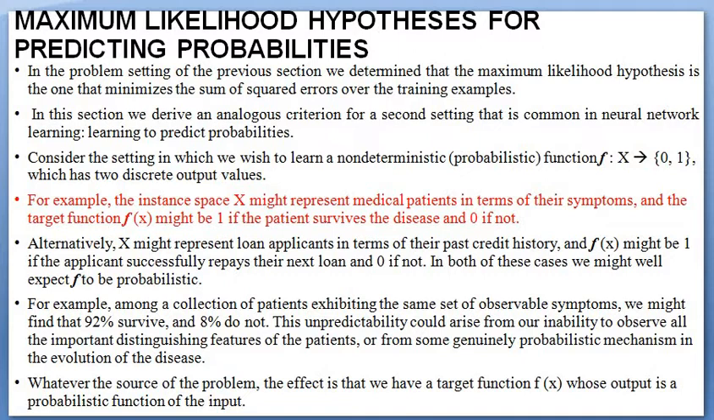In today's lecture, we will see what the maximum likelihood hypothesis is for predicting probabilities. The problem setting here is very similar to the previous problem setting. If you go to the previous video, I have explained the problem setting of the previous maximum likelihood hypothesis and least mean square error. So everything remains the same here. The only thing is, in the previous video we wanted to determine how to apply least mean square error to find the maximum likelihood hypothesis.